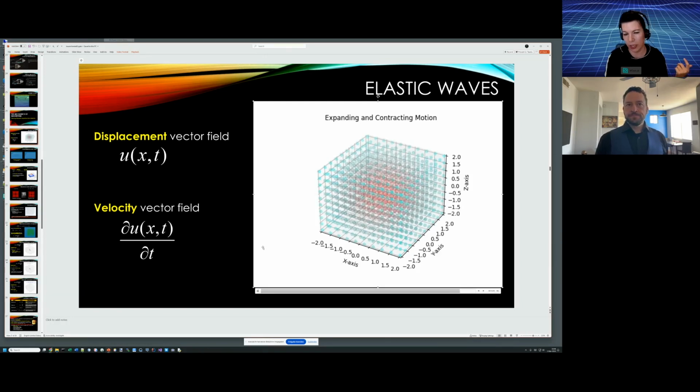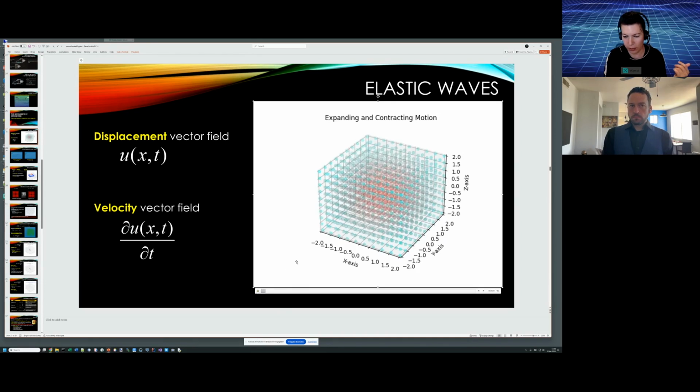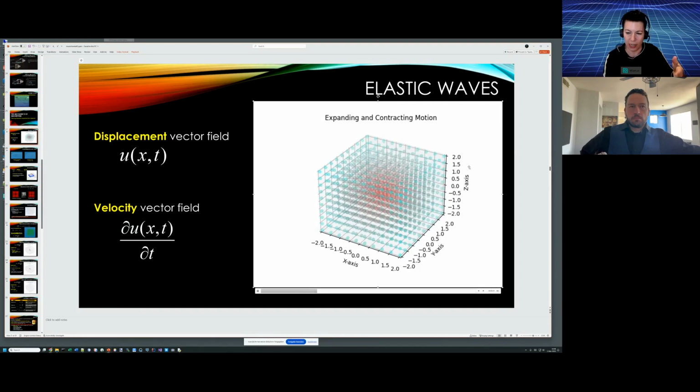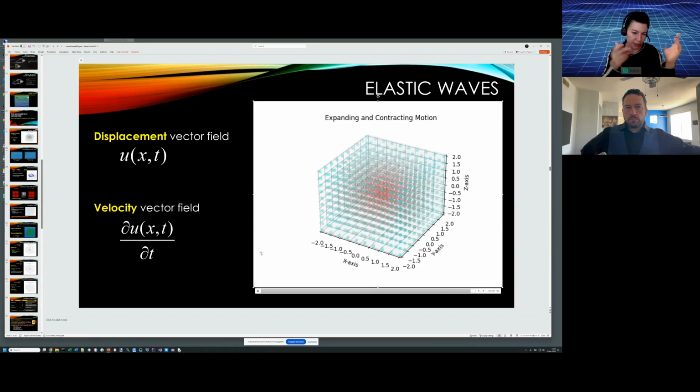What we normally call this is a displacement field. Usually people use U for this. You have the ground state where everything is at rest, but when you have this expansion and contraction, in the middle there's more displacement than on the outside. So at each point in this elastic solid, you have some number that says how much displacement you have at a certain point and a certain time. Actually, it's a vector field.